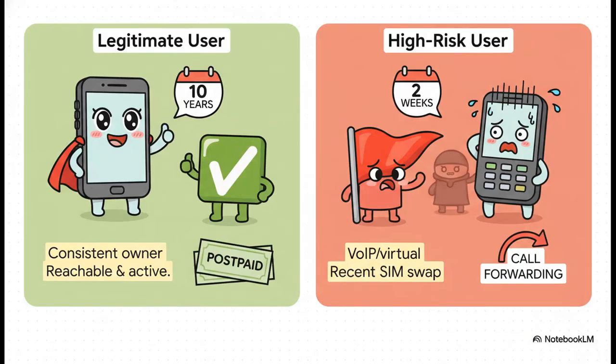And when you put them side by side, the difference is just night and day. On the left, you see the digital DNA of a legit user: long history, stable, trustworthy. On the right, you see a collection of massive red flags that scream high risk. It's not about one signal, it's about how they all combine to paint a clear picture.